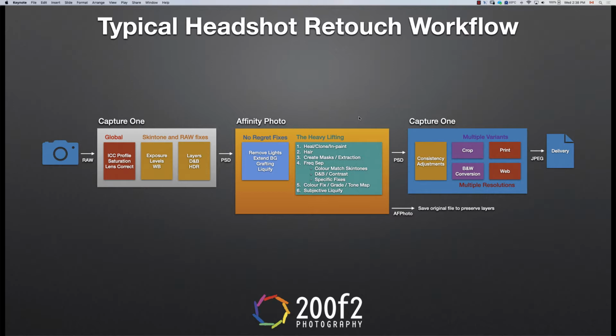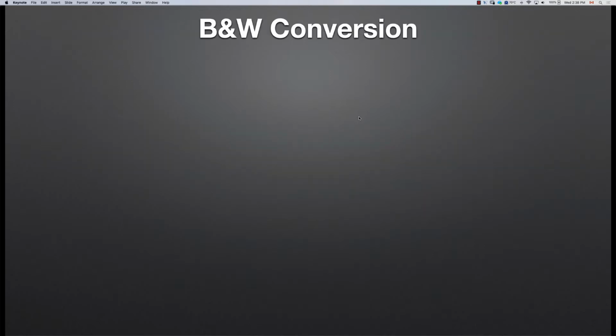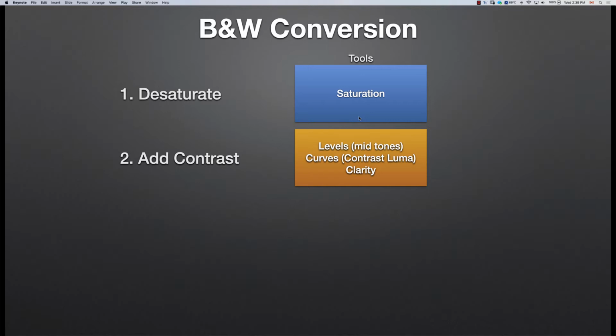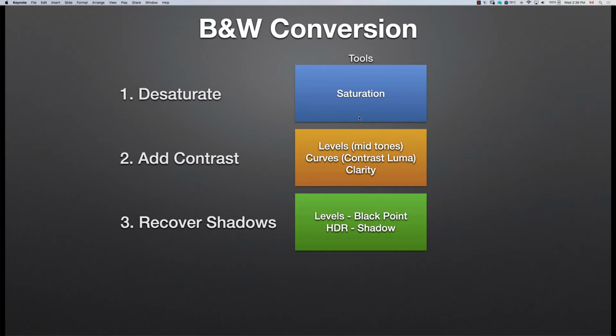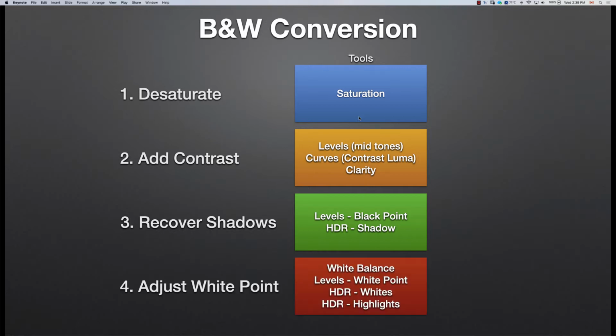All right, so let's talk about the basic black and white conversion steps. There's 4 steps that I use. First one is desaturate, and I use the saturation tool in Capture One under the exposure tab. I know they have a black and white tool that has multiple sliders based on color. I don't use that. I then add contrast, and I really push the contrast, and I use 3 main tools for this: the mid-tone point of the levels, curves, and the clarity tool, just to add a little bit of grit. I then recover the shadows. This is my black point, and my tools I typically use here are the black point on the levels and the HDR shadow recovery.